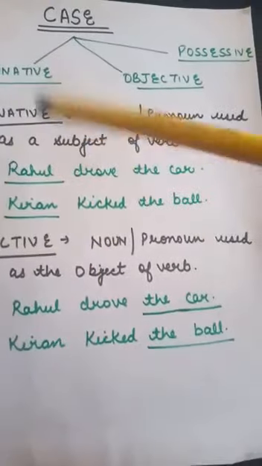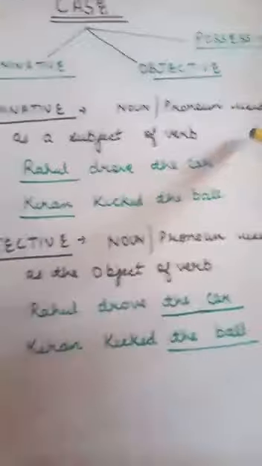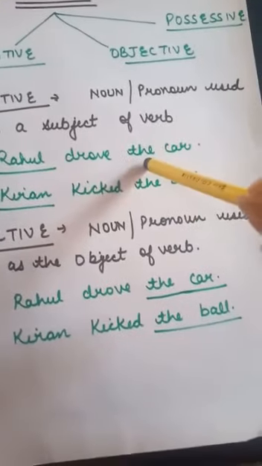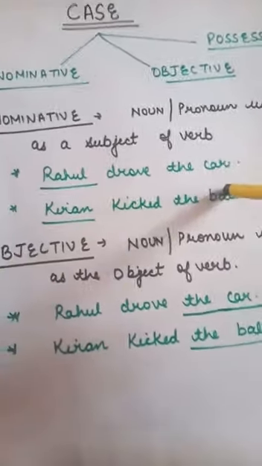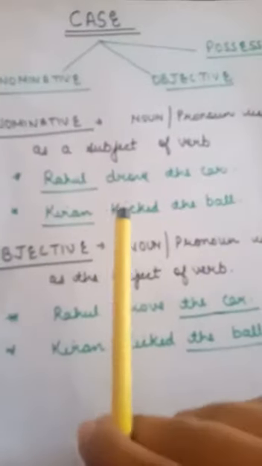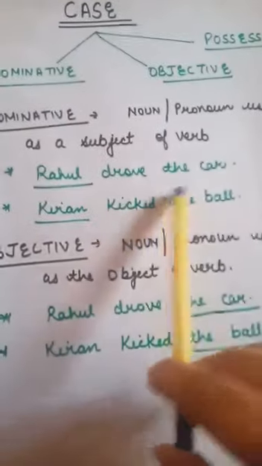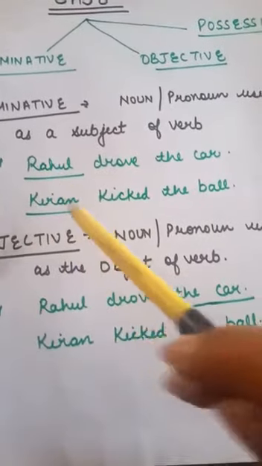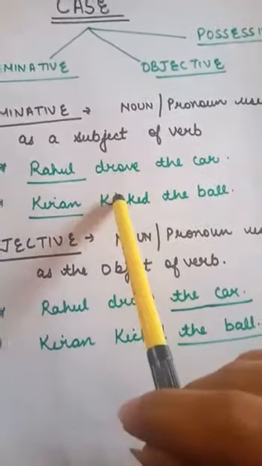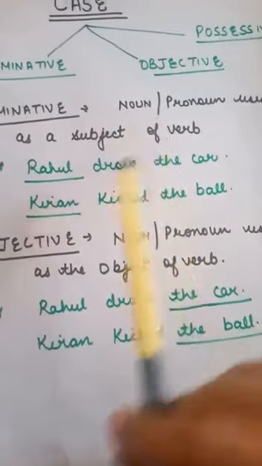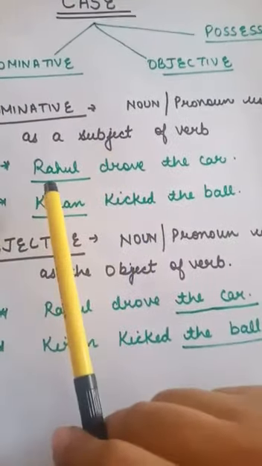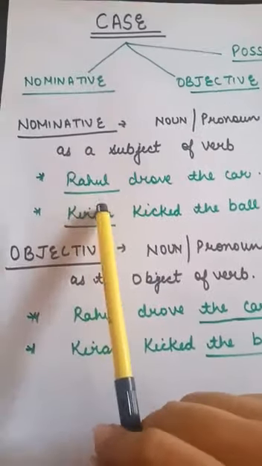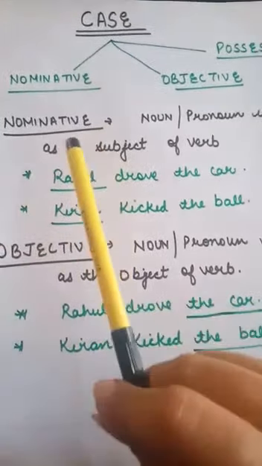Now, what is a nominative case? Nominative case is that noun or that pronoun that is used as a subject in a particular sentence. For example, you'll be able to understand with an example. Rahul drove the car. Here, what is the subject? Rahul. Okay, who is doing the action? What is the action going on? Driving, drove. Yes, and who is doing that action? Rahul is doing that action. So, Rahul is in the nominative case.